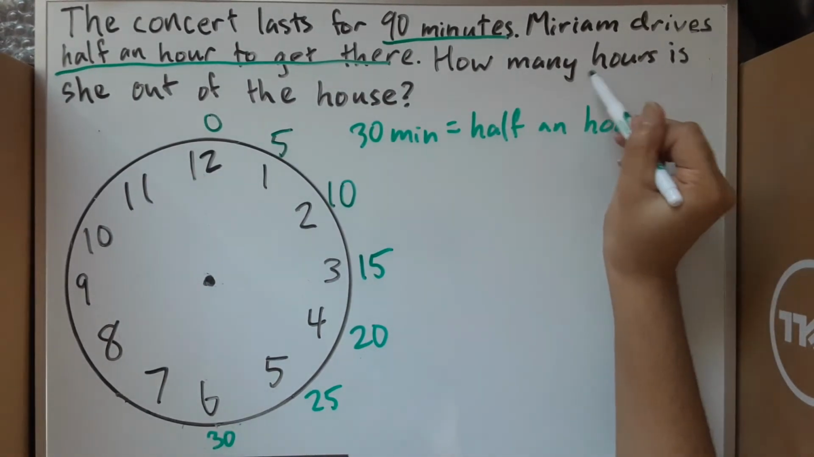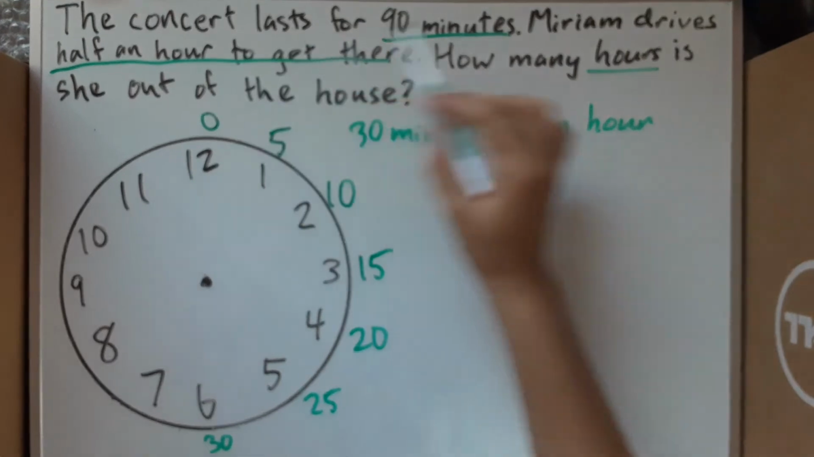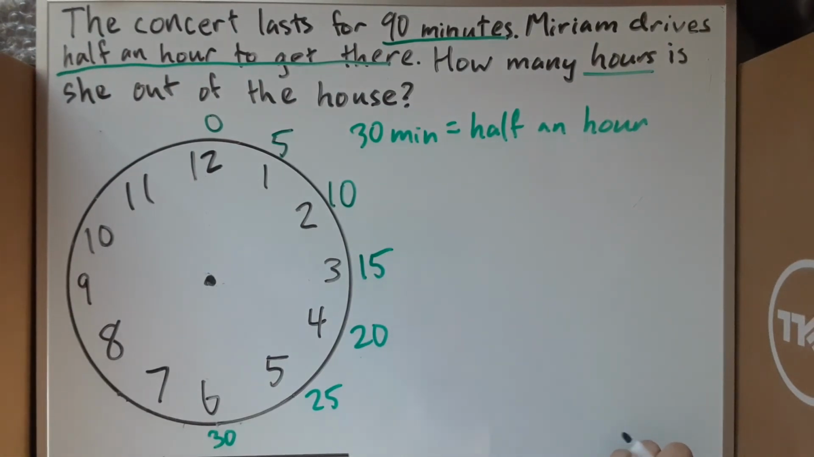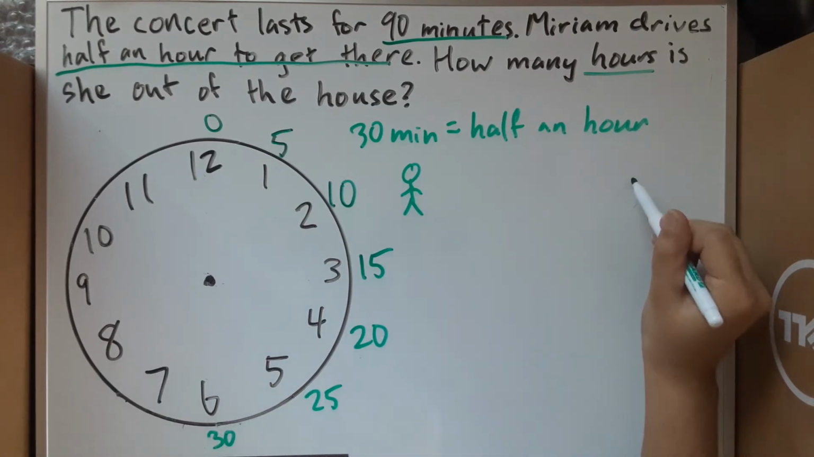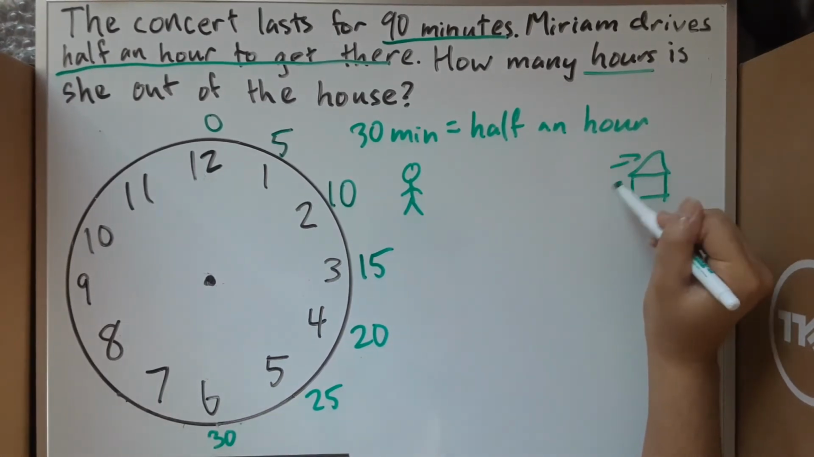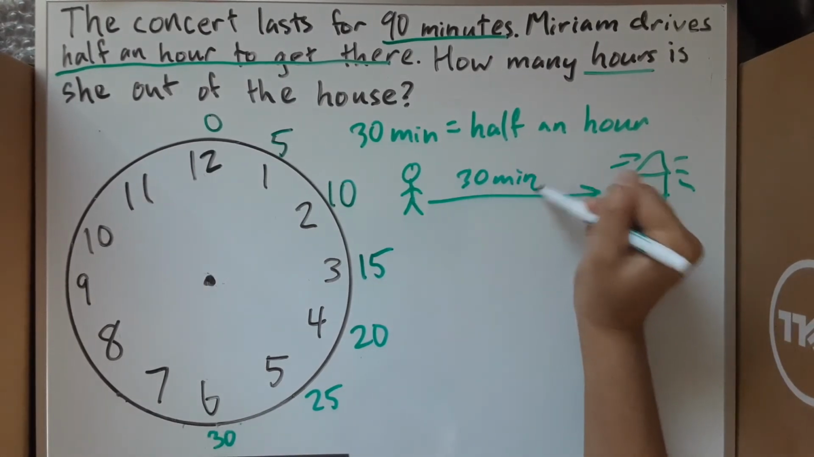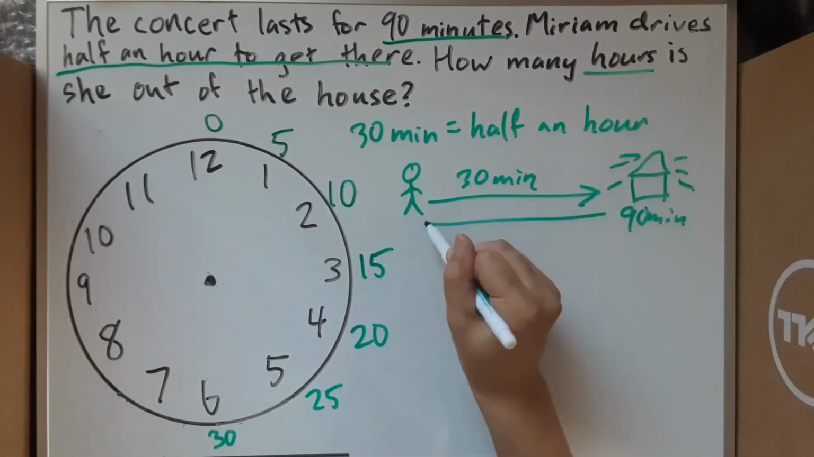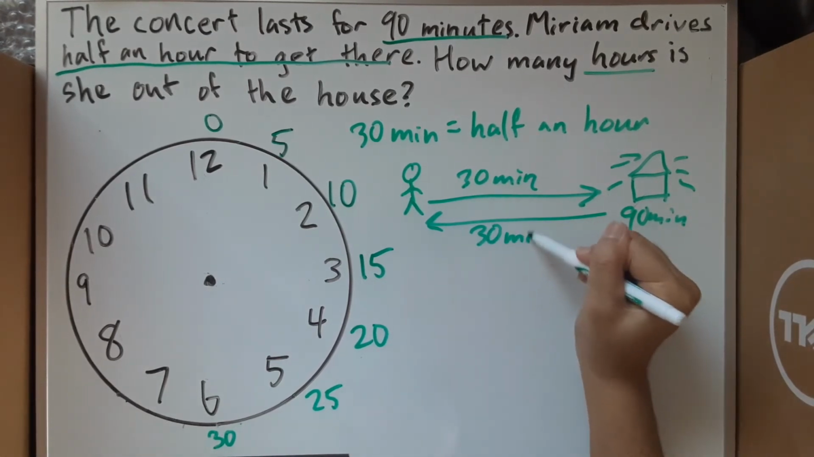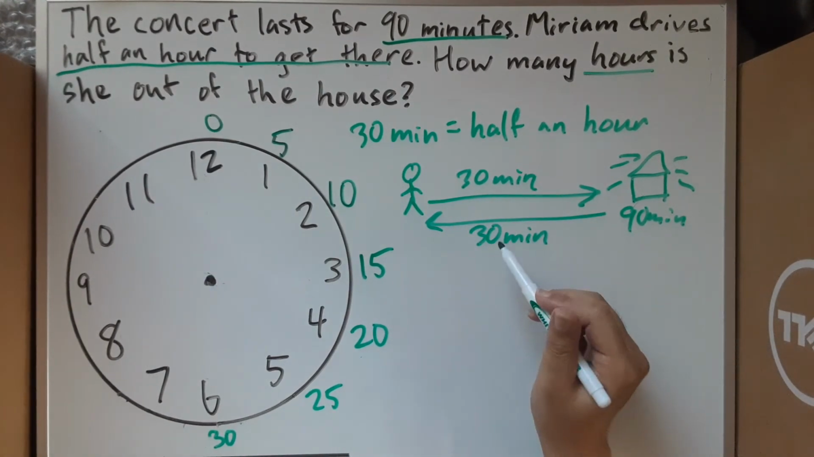We want to find how many hours is she out of the house. For now, since we have minutes and minutes, we'll find the total in minutes, then convert it into hours. So, Miriam starts at home. Then she drives to the concert. That takes her 30 minutes. The concert lasts for 90 minutes. Then she has to drive back home. Another 30 minutes. So we have to add 30 plus 90 plus 30.